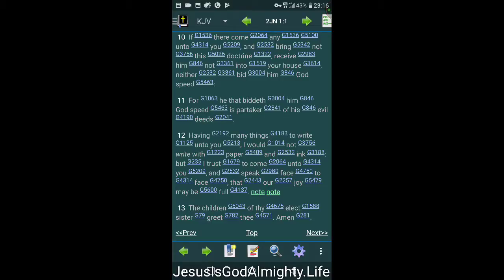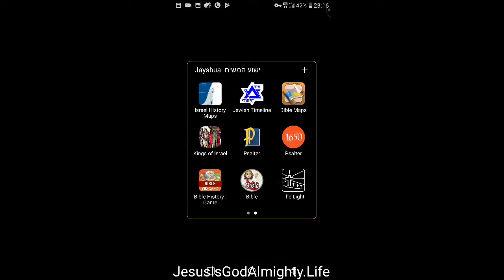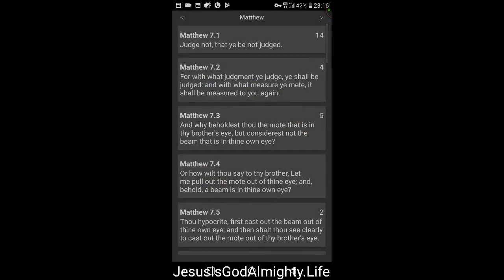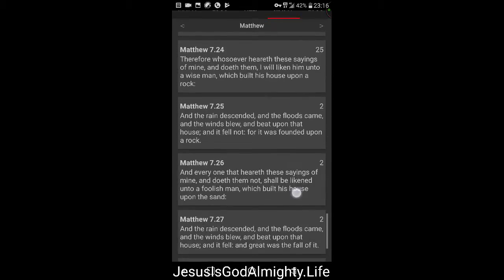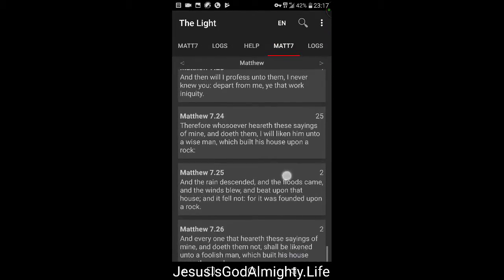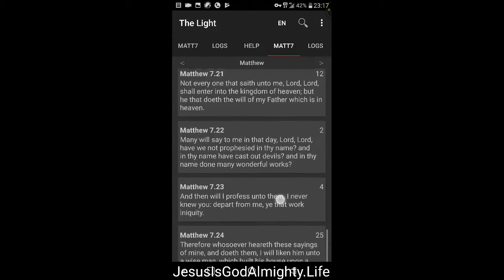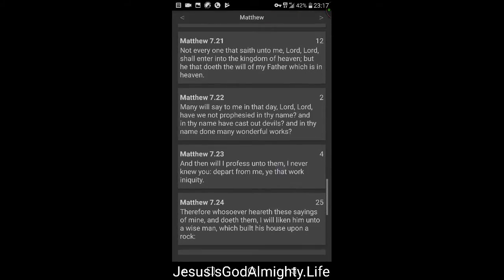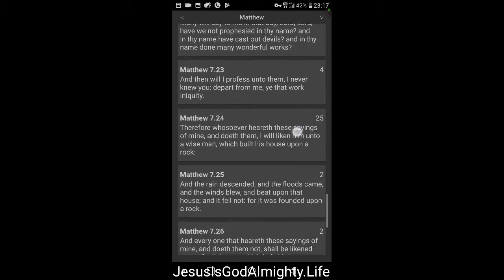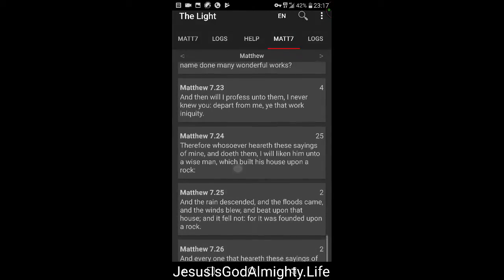Anyway, let's go back to the other one. So many will say to me in that day, Lord, Lord, haven't we prophesied in thy name, and in thy name have cast out devils, and in thy name done many wonderful works? And then will I profess unto them, I never knew you, depart from me, ye that work iniquity.